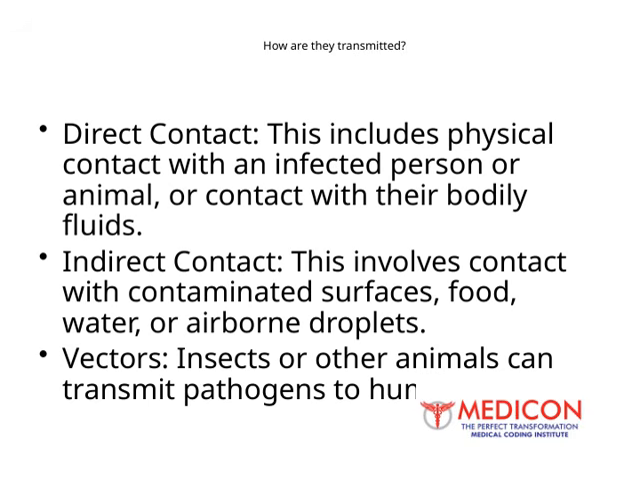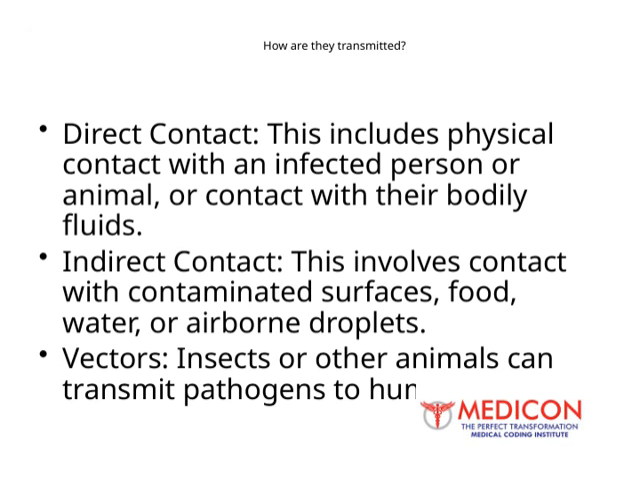Next, we have indirect contact. This involves touching surfaces or objects that have been contaminated. For example, doorknobs, utensils, or even food and water that might have the pathogen on them. Airborne droplets are also a key part of this route. Coughs and sneezes can release tiny droplets into the air, which can then be inhaled by others nearby.